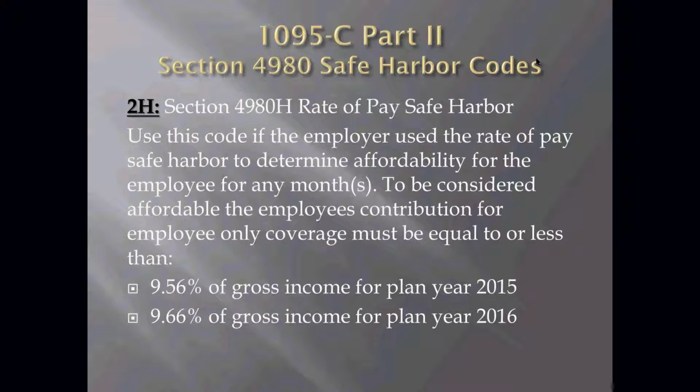Now code 2H, and this is where things get confusing. You have the W-2 safe harbor, and then you have the rate of pay safe harbor. They basically amount to about the same. To be considered affordable under the safe harbor, it's 9.56% of gross income for plan year 2015, or 9.66% of gross income for plan year 2016.